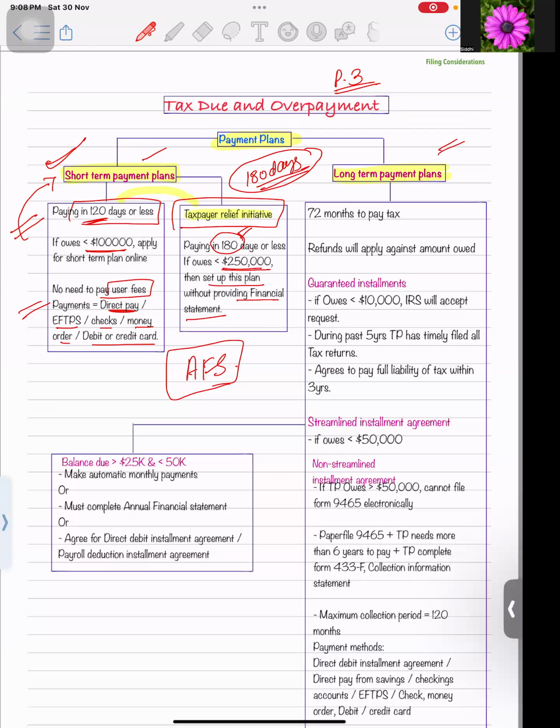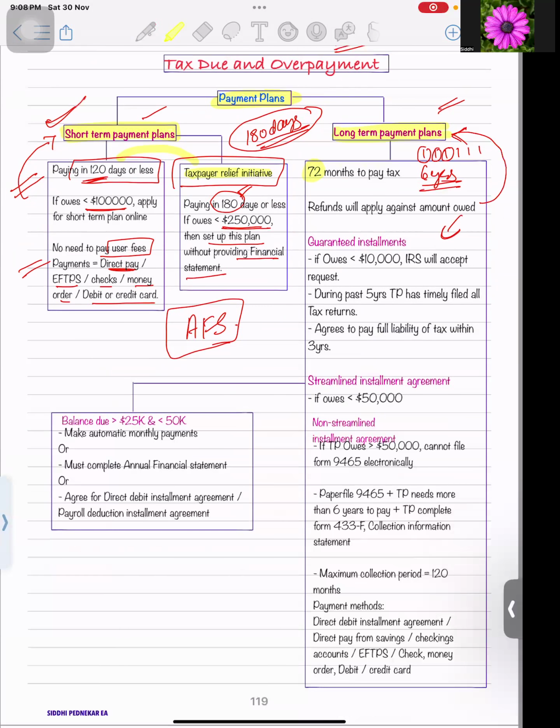Next is long term. Long term means it will be for 72 months. You will get 72 months to pay your taxes, and for the refunds, if you're going to receive, let's say 72 months is like I can say 6 years, right? So in 6 years, you are going to pay the taxes. And during the 6 years, whenever you file the existing tax return, it can happen that you receive a refund. So every time you get a refund, you will never actually receive it. It will get offset against this payment plan. Got it, guys?